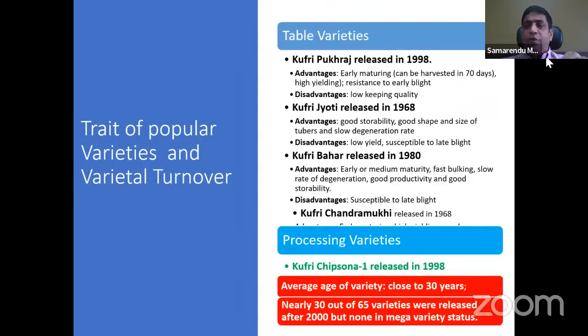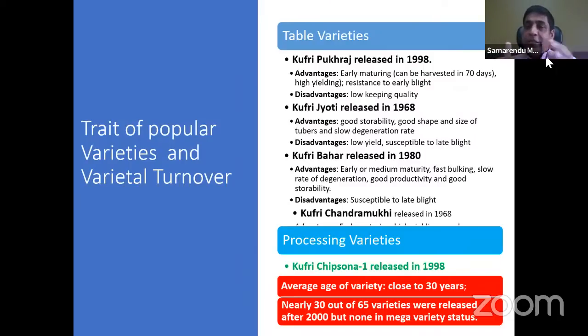I think this is true for all crops in all countries. So just look at the Kufri Pokhara. This is the only variety which was released in the last 30 years. The other three popular varieties, Jyoti, Bahar and Chandramukhi, were released more than 50 years ago, nearly 55 years ago. So the older varieties still dominate the acreage in India. The average age of a potato variety in India is more than 30 years.